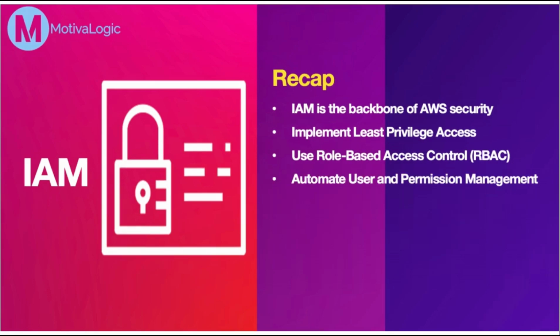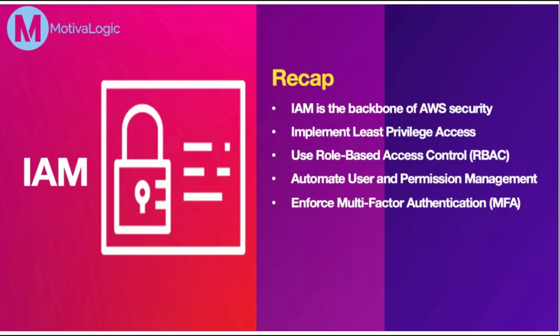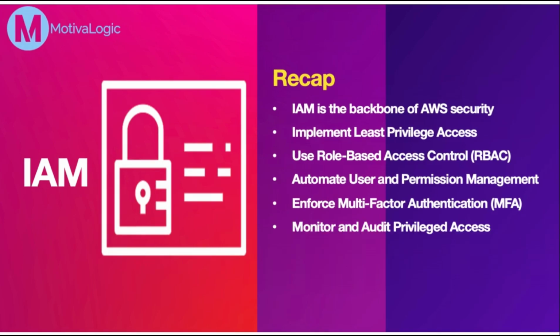Automate user and permission management. Automate provisioning, deprovisioning, and key rotations to reduce security risks. Enforce multi-factor authentication, MFA. Adding an extra layer of security significantly reduces unauthorized access risks. Monitor and audit privileged access. Use AWS CloudTrail and AWS Config to track IAM activities and detect anomalies.